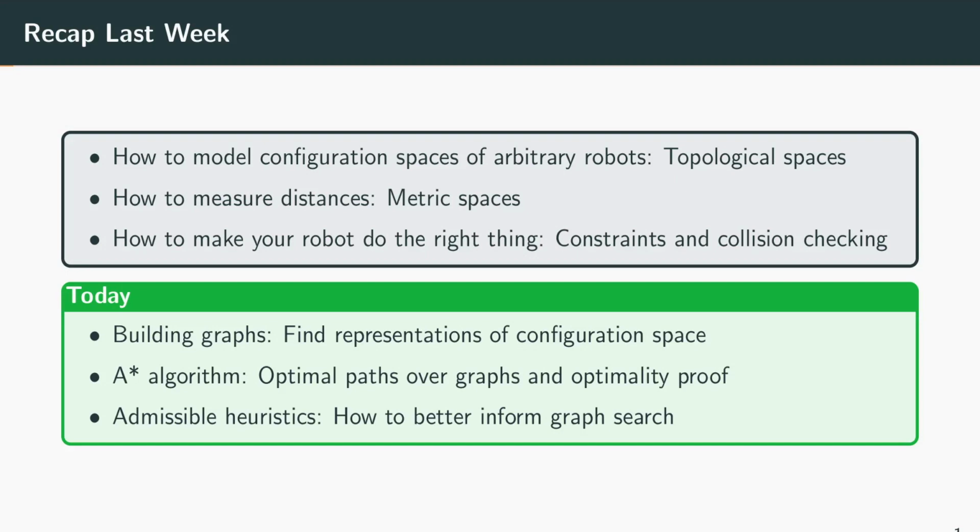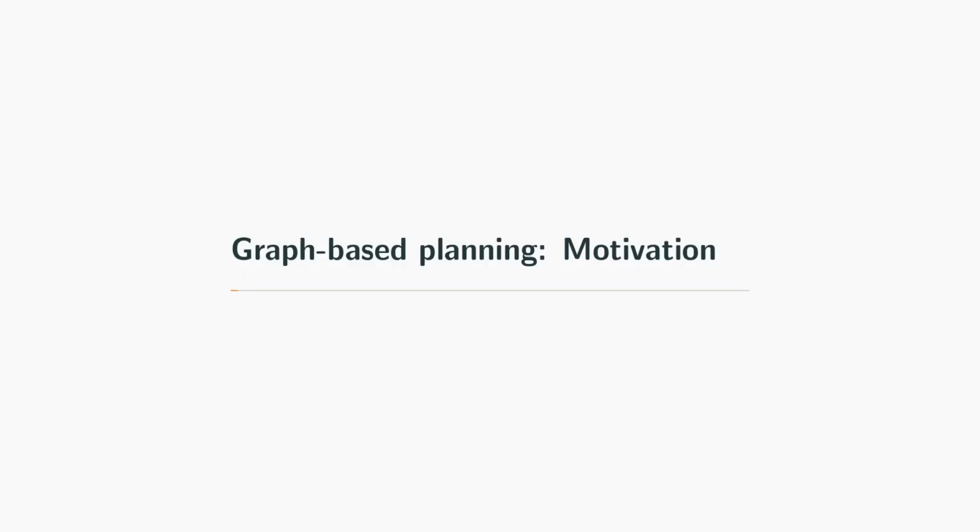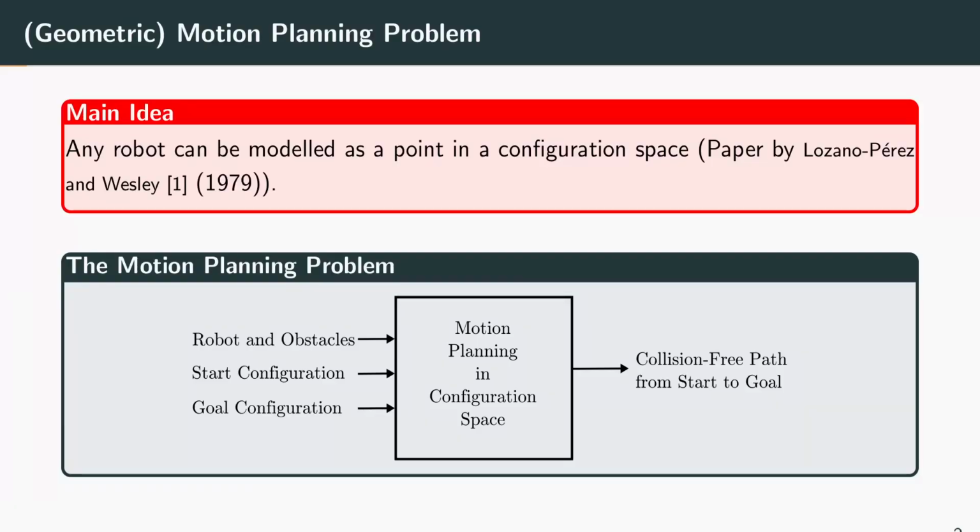And so today we are looking at basically the first class of algorithms to solve motion planning problems. Specifically, we are looking at solving geometric motion planning problems using graph search algorithms. And so the motivation behind that is that we can represent a robot as a point in our configuration space. That is what we also learned last time. And that configuration space is potentially very high dimensional. So for some robots, it could be more than 10 dimensions.